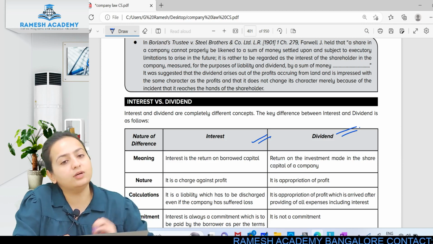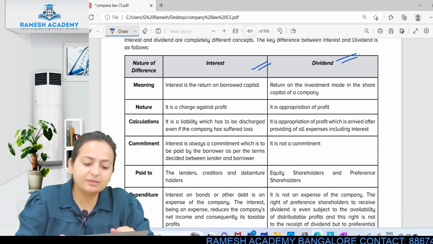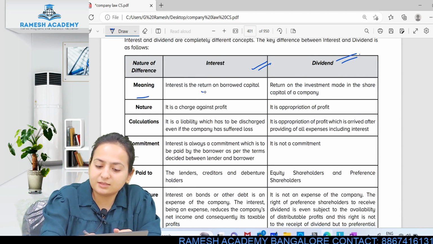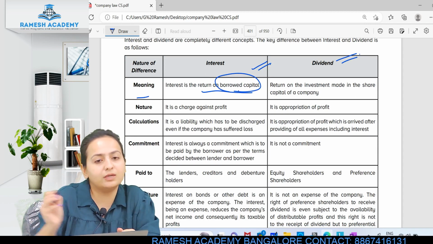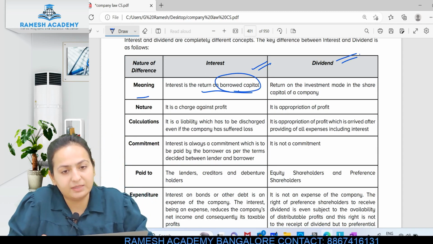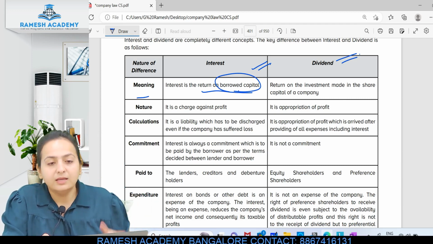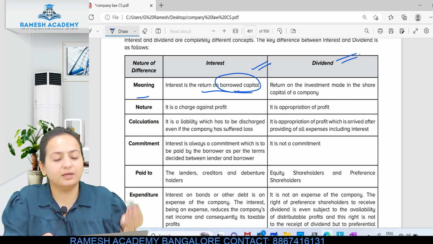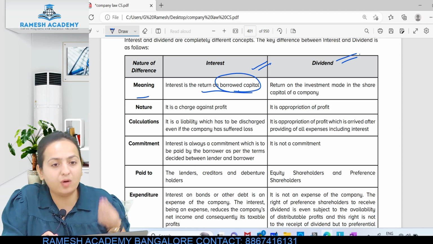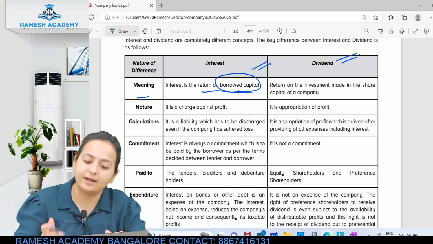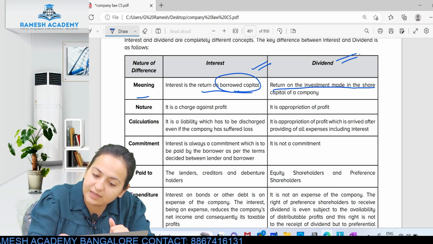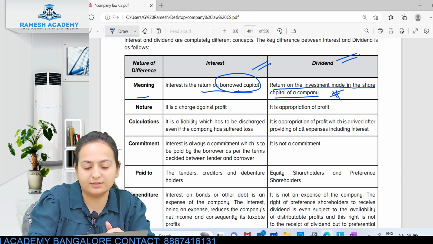Next, we come to the difference between the interest that you earn and what is dividend. So what is the meaning? Interest is the return on your borrowed capital. Whatever capital that person has borrowed, you will earn an amount, that is the return over that. Return on investment made in the share capital will be known as the dividend.